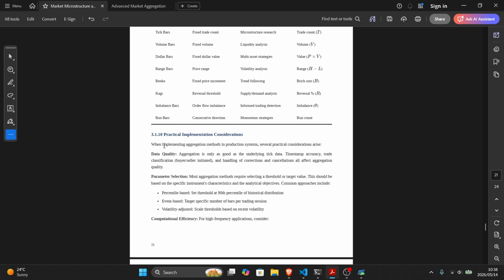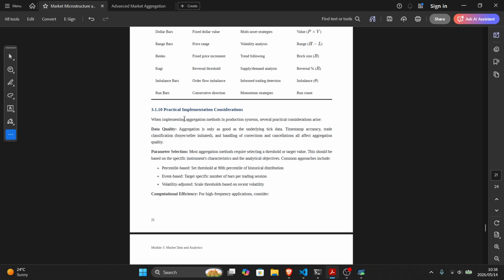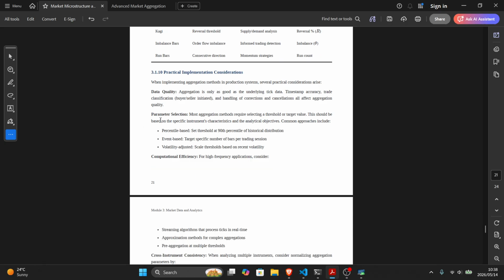3.1.10 Practical implementation considerations. When implementing aggregation methods in production systems, several practical considerations arise. Data quality. Aggregation is only as good as the underlying tick data. Timestamp accuracy, trade classification, buyer/seller initiated, and the handling of corrections and cancellations all affect aggregation quality. Parameter selection. Most aggregation methods require selecting a threshold or a target value. This should be based on the specific instrument's characteristics and the analytical objectives.